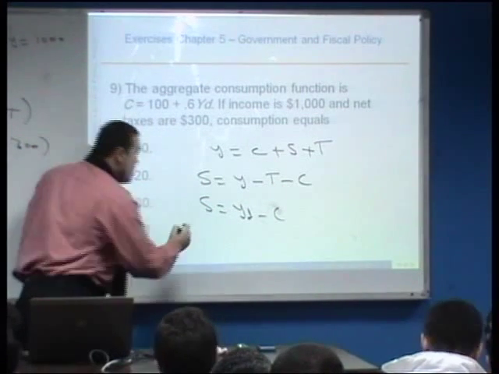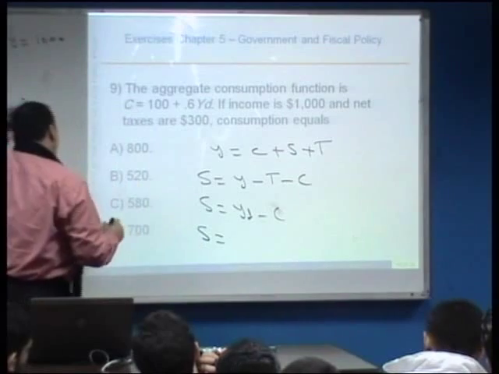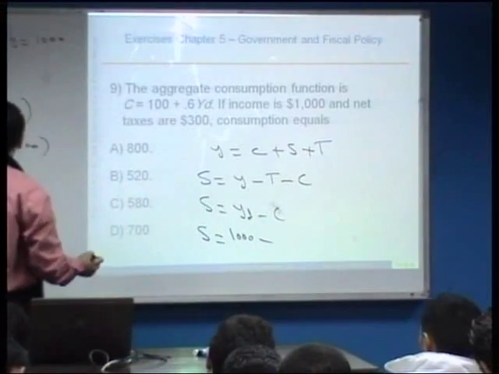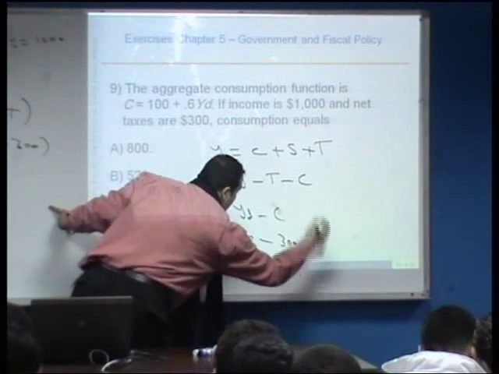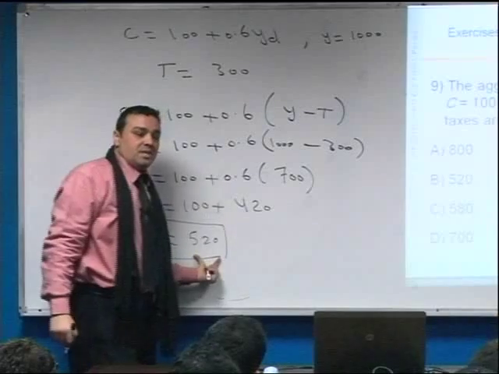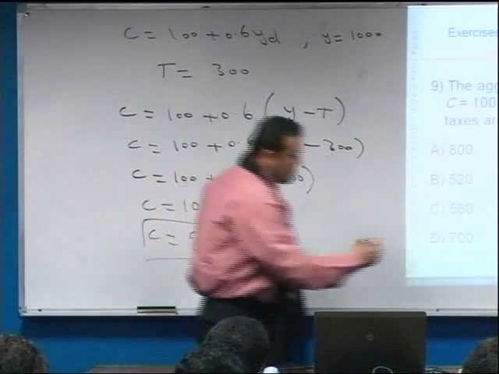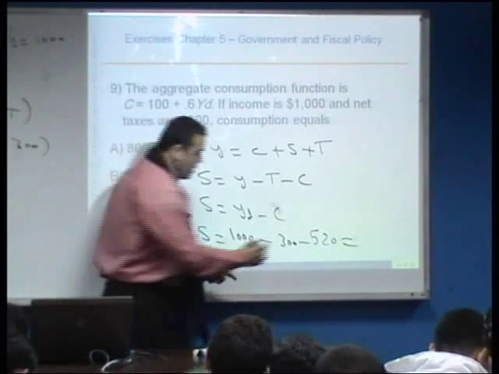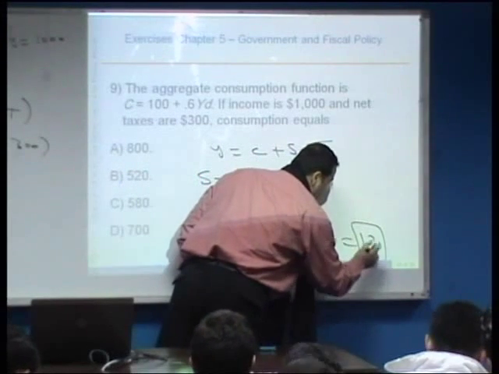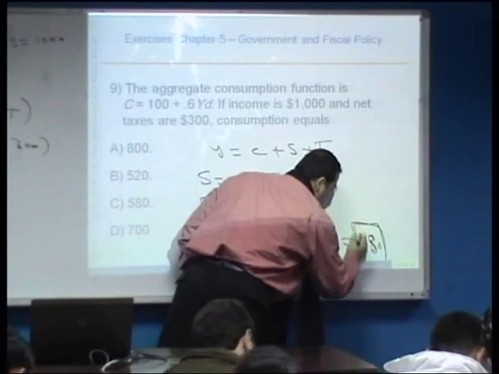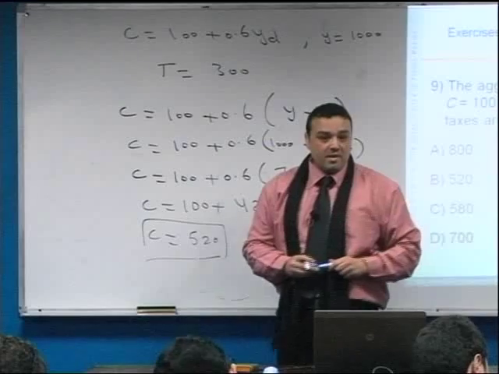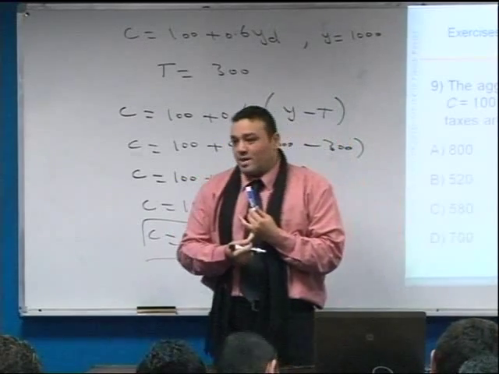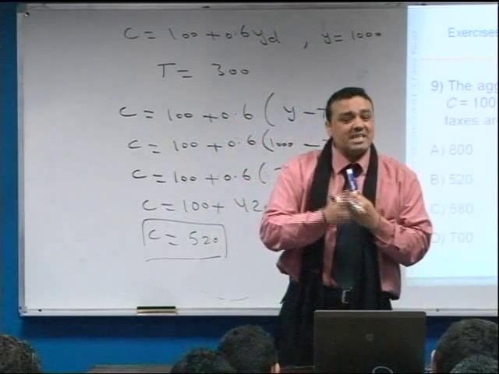So S equals Y, 1,000, minus T, taxes 300, minus C, 520. Right? 1,000 minus 300 minus 520 equals how much? 180. That's it. So this is the saving when we have a government. If we have a government, the saving equals Y minus C minus T.